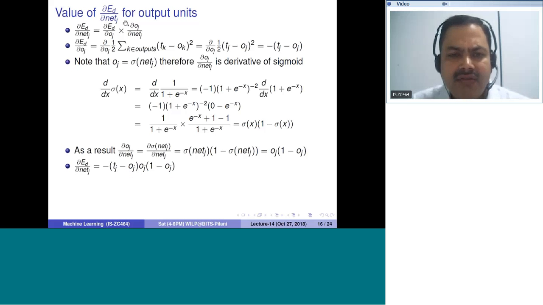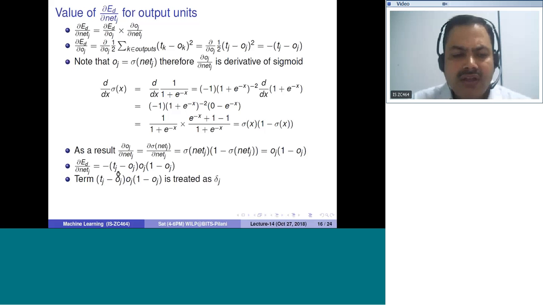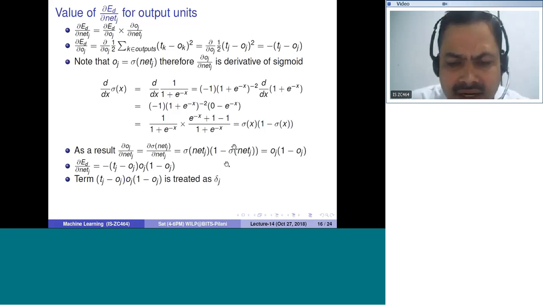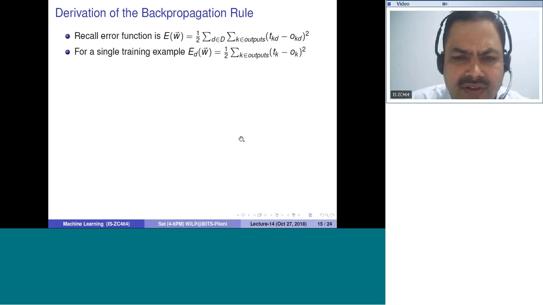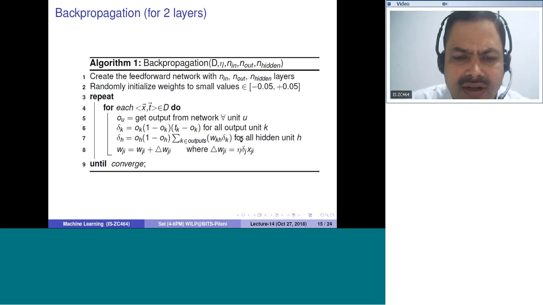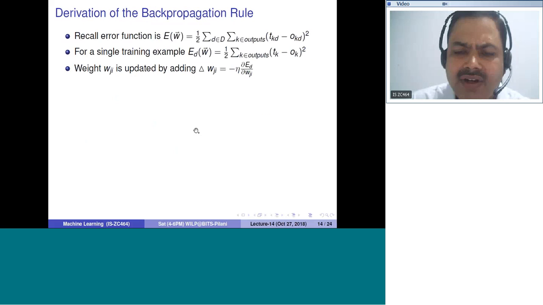So then what is delta Ed upon delta net j? This is the final term that we wanted to find out. It was the multiplication of two terms. The first term we directly solve. For the second term we have done the derivation, and therefore this is what the output is. So this term is treated as delta j, which is written over here in the previous equation. Okay, delta j, this is the equation written over here.